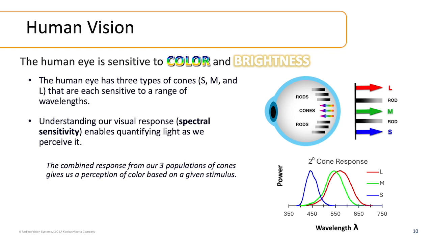It is important to note that the cones in our eyes can't detect individual wavelengths. Instead, they see the sum of the total light within the wavelength regions that each are sensitive to. This can be understood as the area under each of the curves in the graph. Understanding this visual response, which is called our spectral sensitivity, helps us understand our perception of brightness and color of various light sources, including displays.